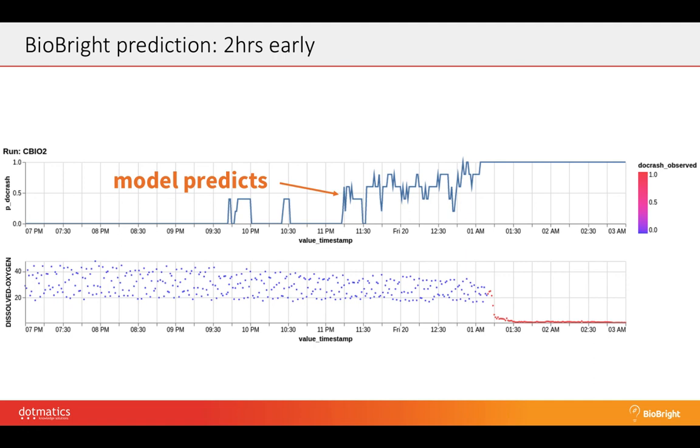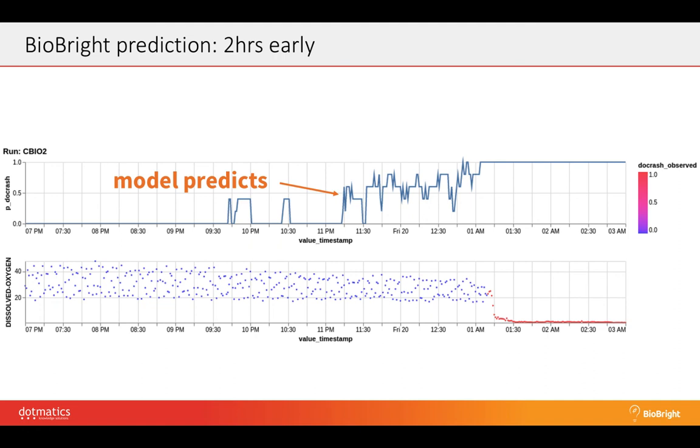So for this run, you can see that from 7 to 9:30, everything's fine. And then it begins to fluctuate a bit, but the situation stabilizes. Then everything's okay till around 11:15. But by 11:30, it's really clear that something bad's going to happen. And if you let this run, as was the case, by 1 a.m., it's certain it's going to crash, and then at 1:15 it does.